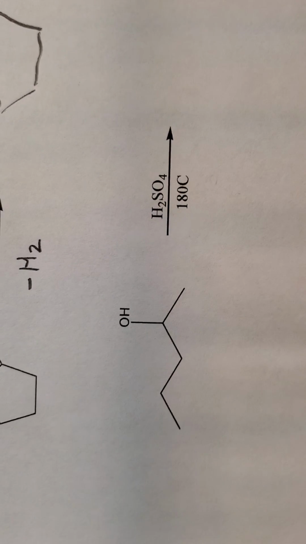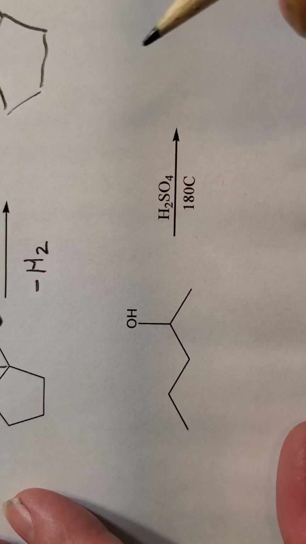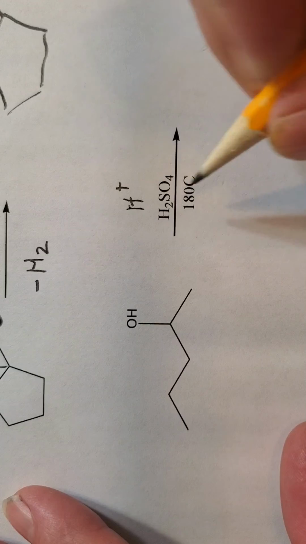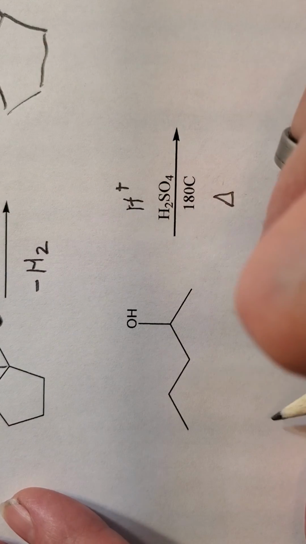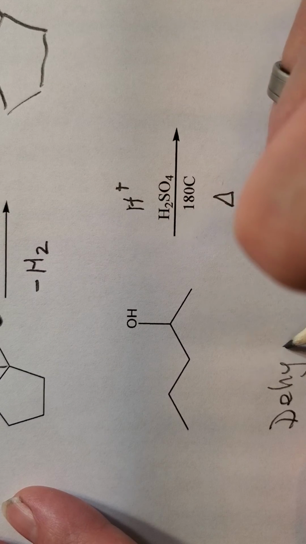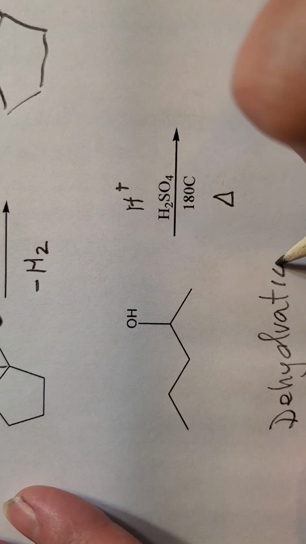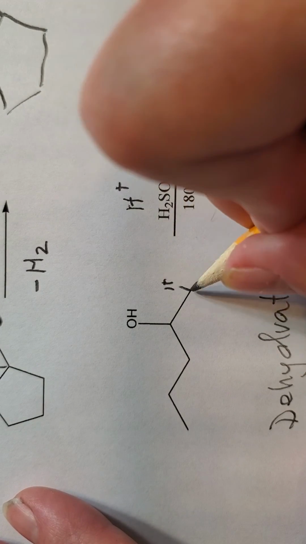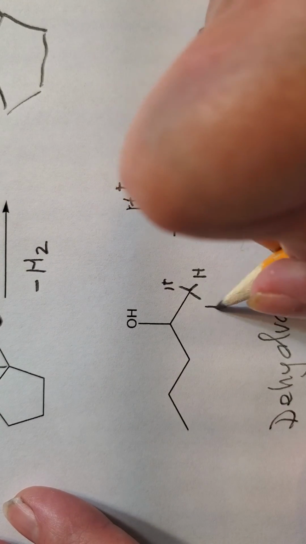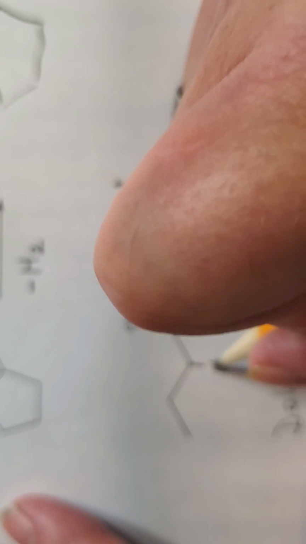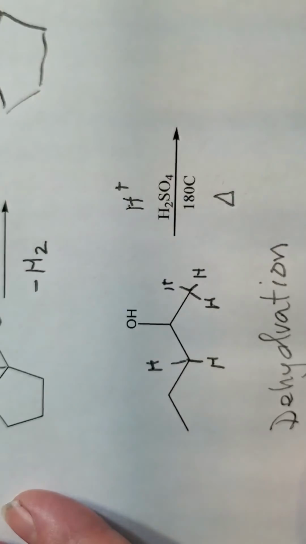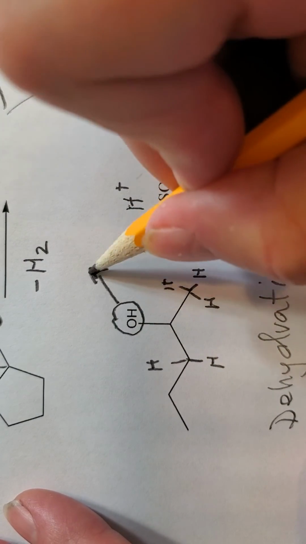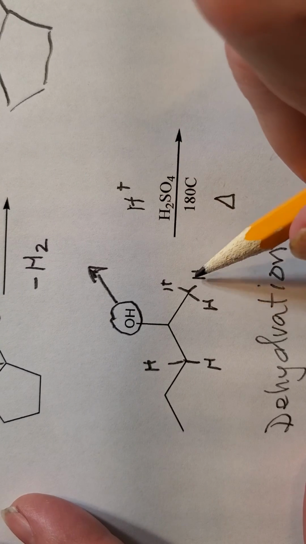And last but not least, this is a dehydration, because H2SO4 is a strong acid and it's heated. So we're going to remove water. I'm going to draw in the hydrogens. So we're definitely going to remove this, the OH, but which hydrogen are we going to remove? This one or this one?